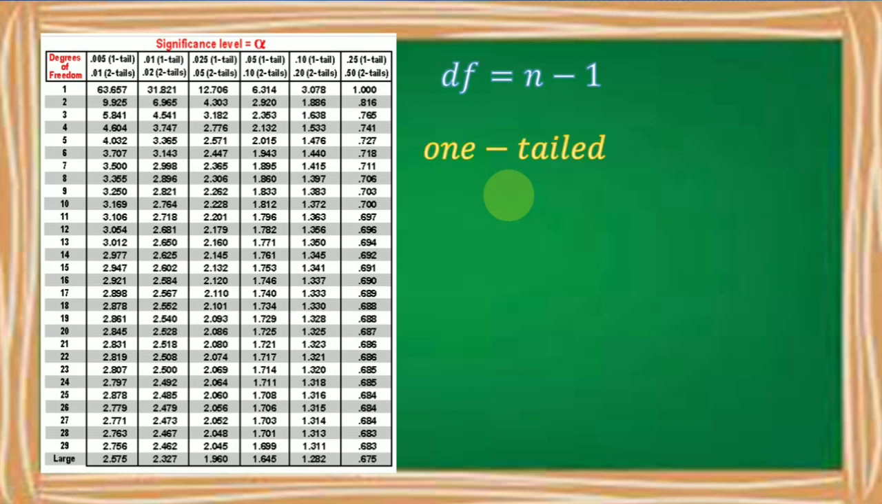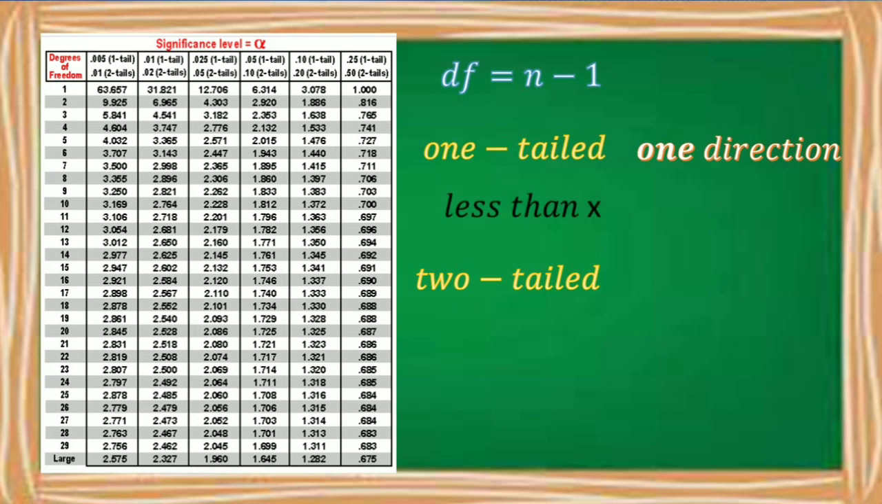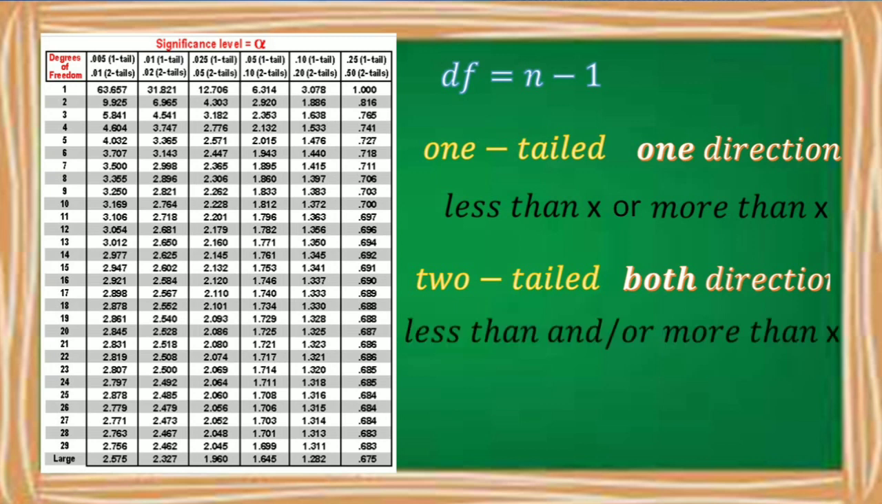So when do we use one-tailed and two-tailed? We use one-tailed when you are interested on one direction. And the term used is less than the variable x or more than the variable x. And we use two-tailed when you are interested on both directions. And the term being used is less than and or more than x.